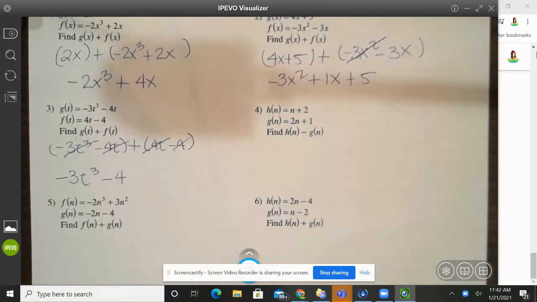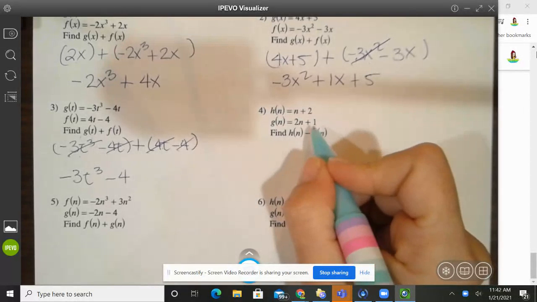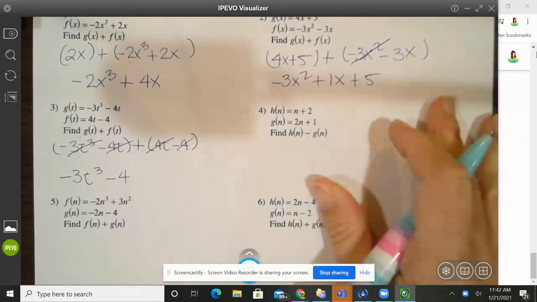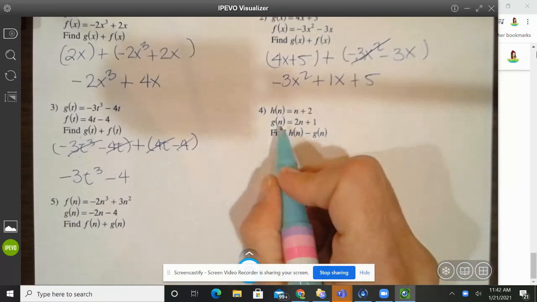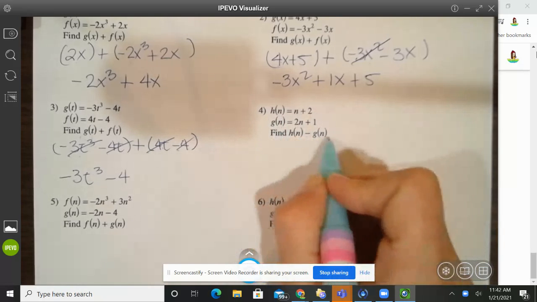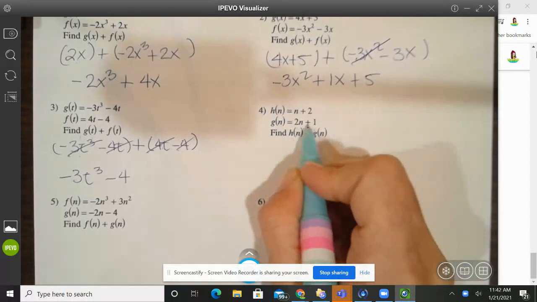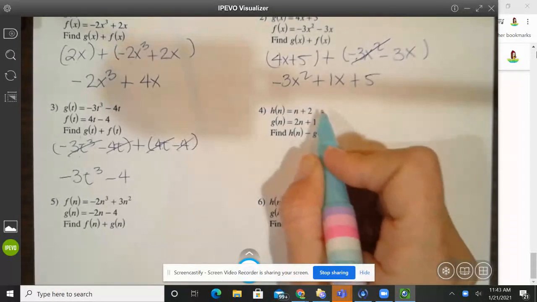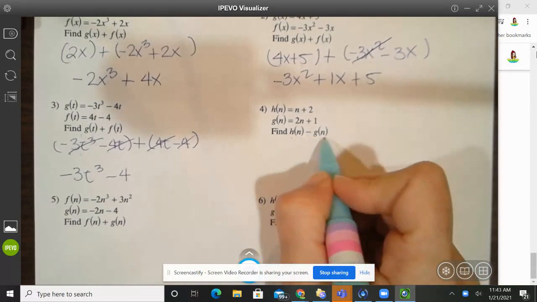All right, so what if you have to subtract them? For subtraction, we have to remember one more step. We have to switch the signs here. So let's do that. We have h of n minus g of n. Now you have to see the order here too, because if it was the other order, you'd have to subtract this one from this one, or this one from this one. So put them in that same order.